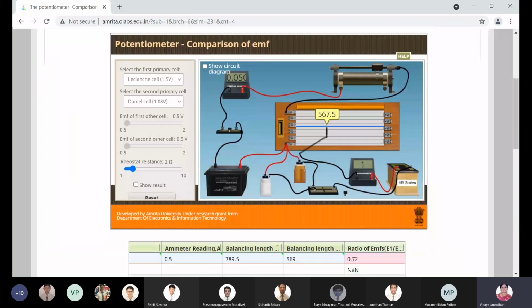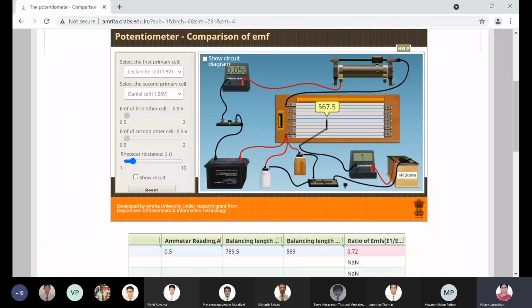I think the ratio is very less. This should not be the ratio. Please check. But anyway, you people just complete it. I want the values from each one of you. Take the screenshot and send me.